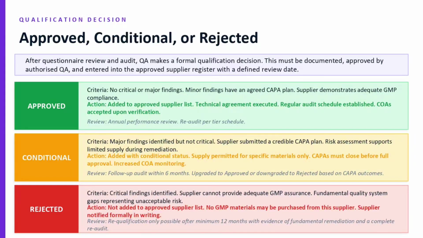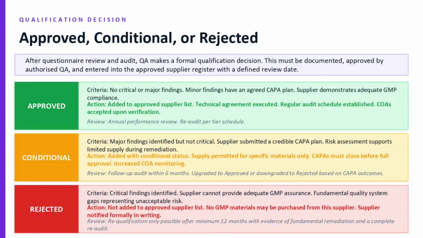Conditional. This status is granted when major findings are identified but they are not critical, and the supplier has submitted a credible CAPA plan with defined timelines. A risk assessment supports the decision to permit limited supply during the remediation period. The supplier is added to the list with a conditional status flag. Supply is only permitted for specific materials or in limited volumes.